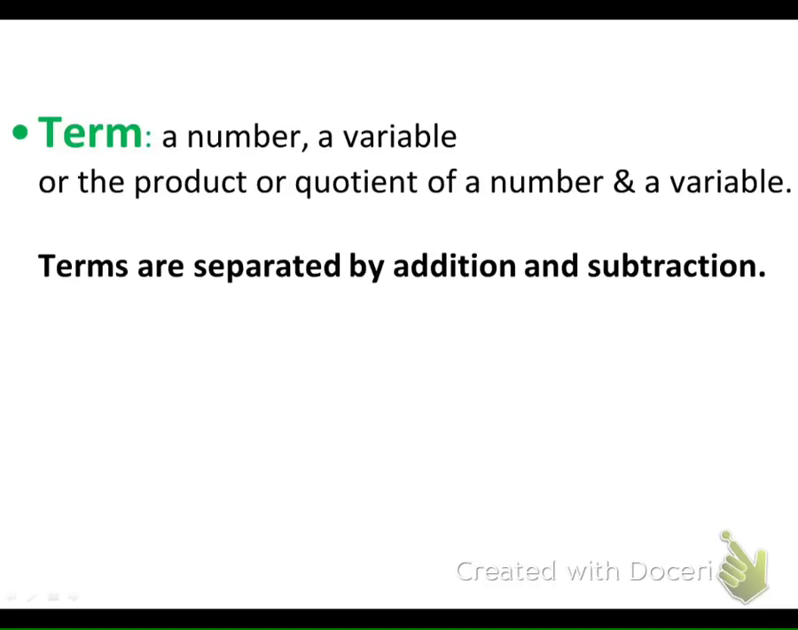The next word we have is a new word, and that's term. A term is a number, a variable, or the product or quotient of a number and a variable. Terms are separated by addition and subtraction signs. Okay, I know there was a lot in there, so let's look at it piece by piece. We'll start by seeing some examples.